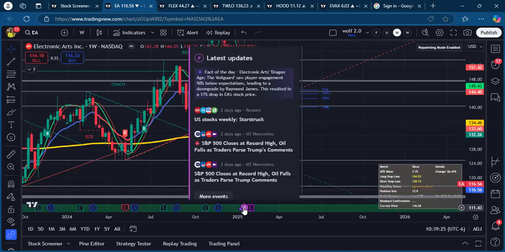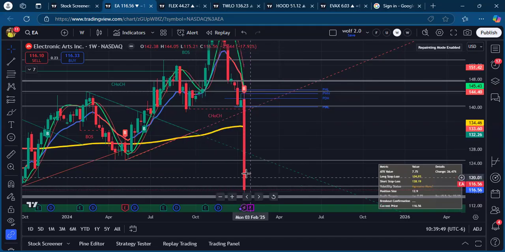Electronic Arts Dragon Age, the Veilguard saw player engagement 50% below expectations, leading to a downgrade by Raymond James. This resulted in a 17% drop in EA's stock price. However, this is still a stock that analysts rate as a strong buy as of what we're seeing. And they just experienced a drop, which man, what a drop to catch if you were paying attention.